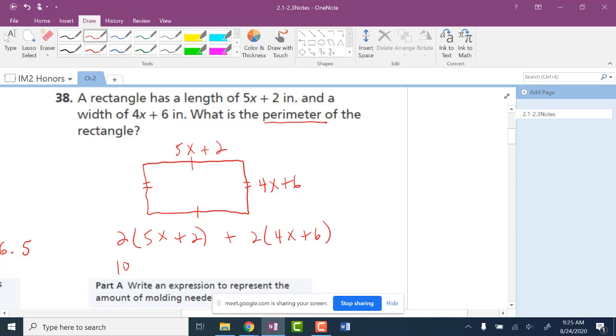Okay, so 2 times 5 is 10x plus 4, and then 2 times 4x is 8x plus 12. And then you add like terms: 18x plus 16.